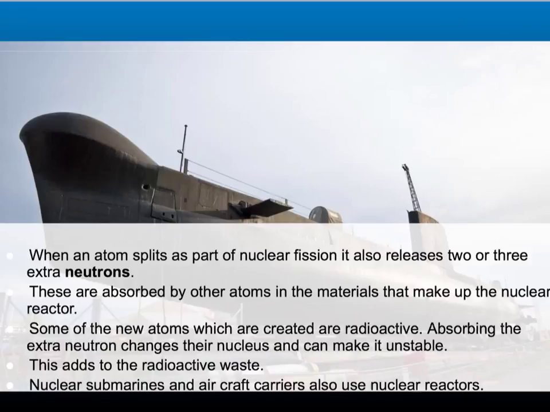One problem with nuclear power is the radioactive waste and radioactive materials that can be made. When an atom splits as part of the fission process, it releases 2 or 3 extra neutrons. These are absorbed by other atoms in the materials that make up the nuclear reactor. Some of the new atoms that are created can be radioactive. Absorbing an extra neutron changes their nucleus and can make them unstable. This adds up onto the radioactive waste. Nuclear reactors can be found in other places as well, like on nuclear submarines and aircraft carriers.